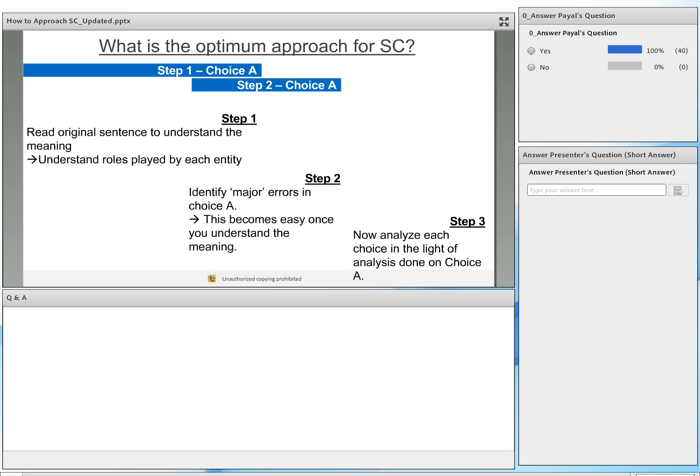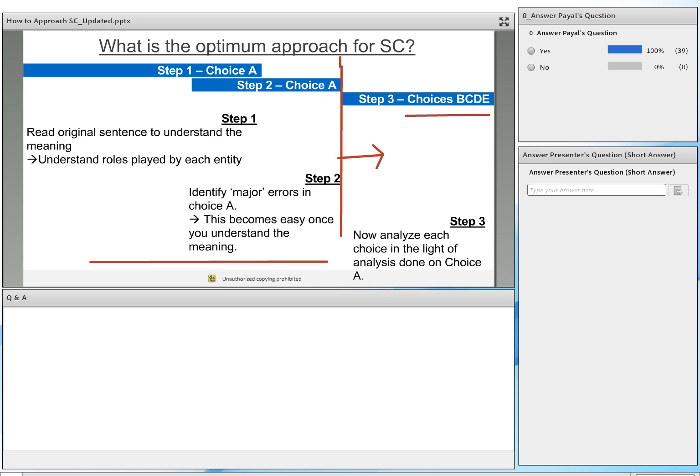And because the first 2 steps are done on choice A, that's why we say that you need to spend upwards of 50% of your time on choice A. This is the whole reason. Because of all the analysis that you do on choice A that goes into your analysis of choices B, C, D, and E, that is why you have to spend more time on choice A. Because you actually set the context for how you approach these choices only after having done the analysis on choice A.